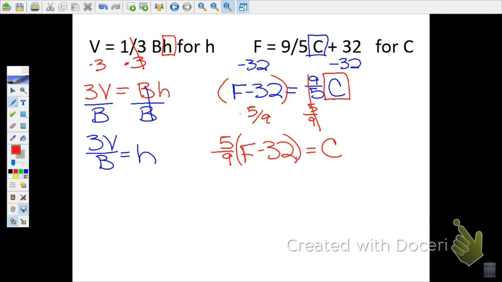So solving literal equations, or taking a formula and solving it for a different variable, is the same process as what we do when we're solving equations. There's actually less work to this, because we're adding, subtracting, multiplying, or dividing on both sides, but we don't have a lot of calculations to do like we do with our numbers.